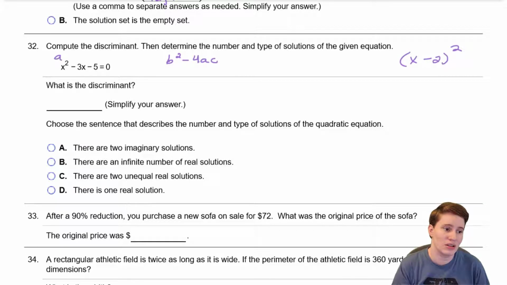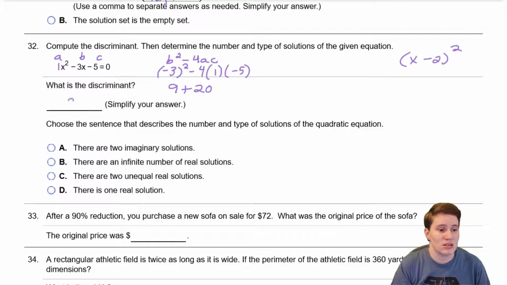So remember that these numbers a, b, and c come from what's in front of x squared, what's in front of x, and the number itself at the end. So b squared, I'm going to do -3 squared, a is 1, and c is -5. So -3 squared is 9, -4 times 1 is -4, -4 times -5 is +20. So the discriminant is 29. It says simplify your answer. I guess it didn't want us to just have it written out and not actually find the number.